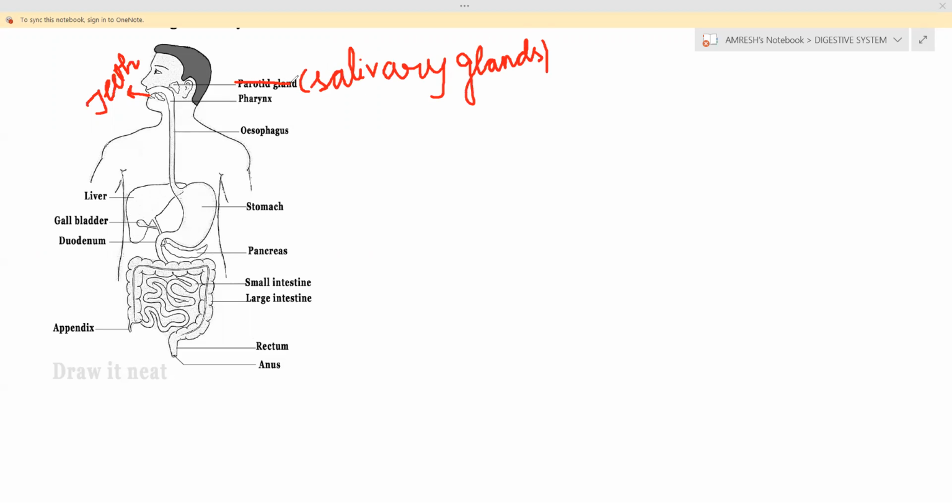This is your pharynx and this is the esophagus. This is called your mouth cavity. This is your esophagus, or we call it food pipe. Esophagus is the scientific name. In English, we call it food pipe. Then what does the food pipe do? It carries the food from here. It goes to the stomach.